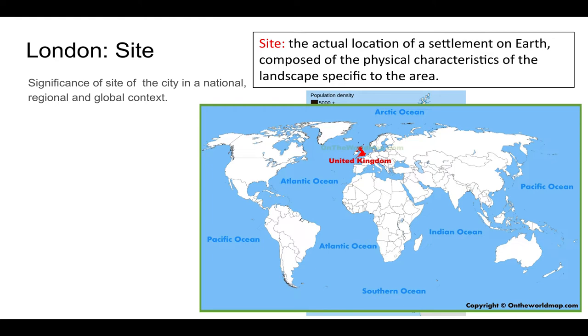So we're going to start at a global scale, as big as we can get pretty much, okay? And we're going to say, at a global context, London is in the United Kingdom, it's in the Northern Hemisphere, it's in the northwest of Europe, okay? It sits on the Atlantic Ocean and also the English Channel and the North Sea. And these are significant at a regional and global level, particularly for trade purposes.